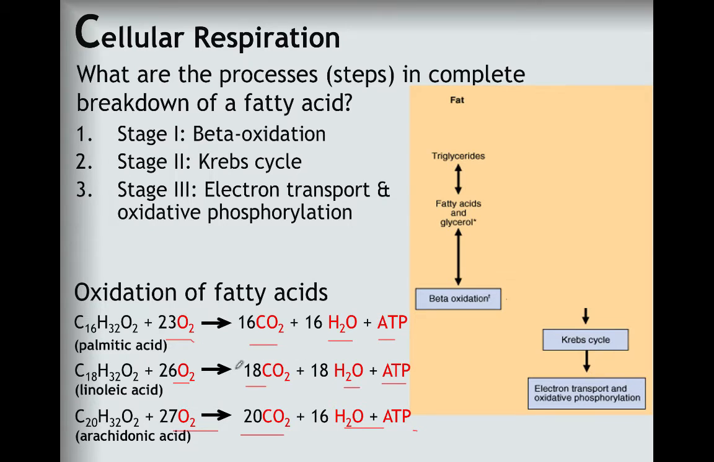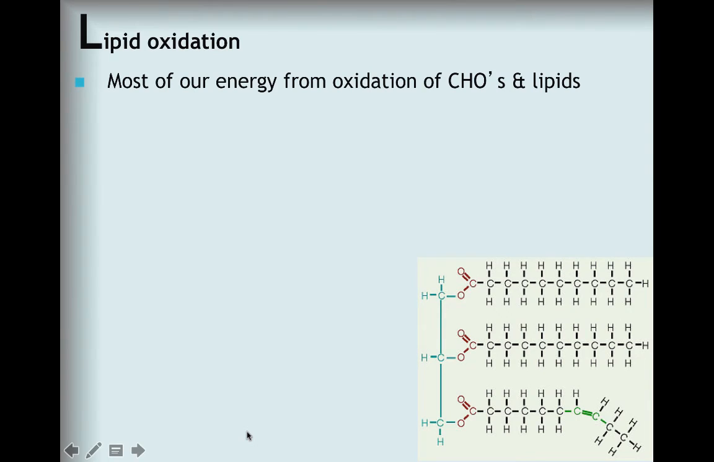cellular respiration. The other thing I'd like you to notice is that this first fatty acid has 16 carbons in it, and we produce 16 CO2s. This fatty acid is longer. It has 18 carbons and we produce 18 CO2s. And then finally we have an even longer fatty acid with 20 carbons and we produce 20 CO2s. So when we completely break down a fatty acid, all of the carbons in the backbone of that fatty acid are going to be converted to CO2. That CO2 is going to be transported to your lungs and you're going to breathe it out.